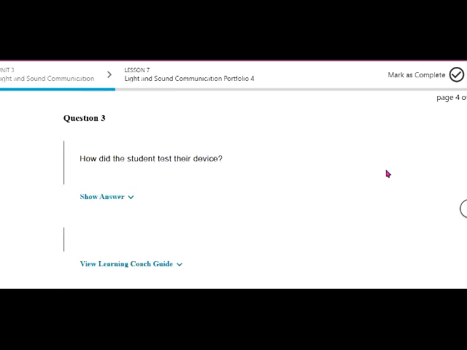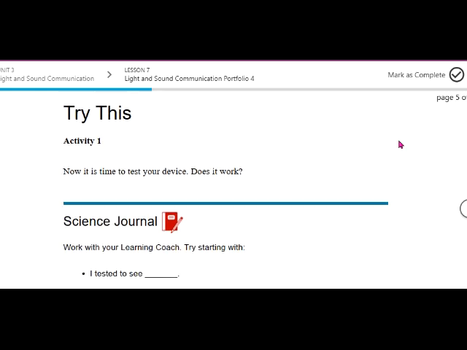Remember, you don't have to write down these questions or answers. This is just when you're talking out loud with your parent or caretaker and you're going over those responses with your learning coach. You're just chatting about it.